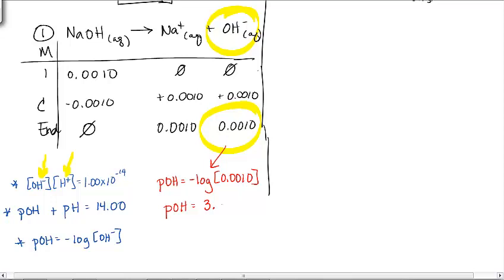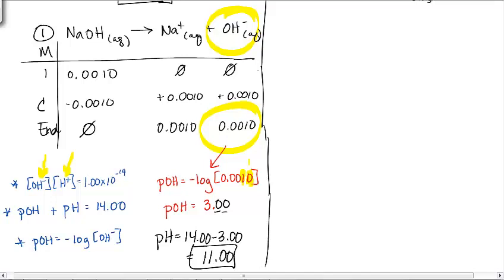How many digits past the decimal am I allowed to go? 2, because 2 significant figures, right? So I'm allowed to go 2 digits past the decimal, so 3.00. Then how do I find the pH? Subtract it from 14, right? So the pH is 14 minus 3.00, and so my pH is 11.00, which of course is a basic pH. It's more than 7, which is what we would expect since this is a base.